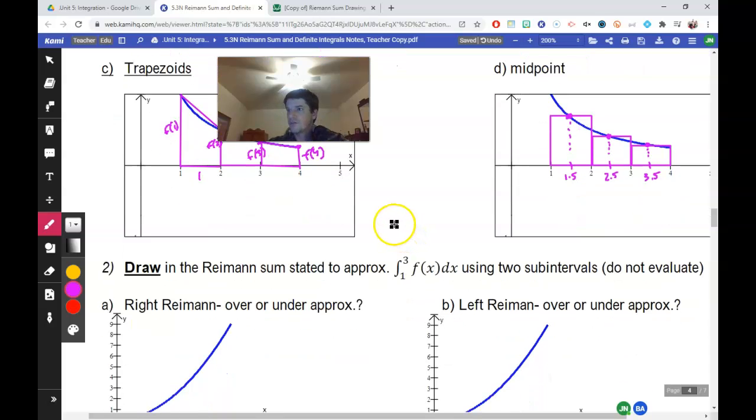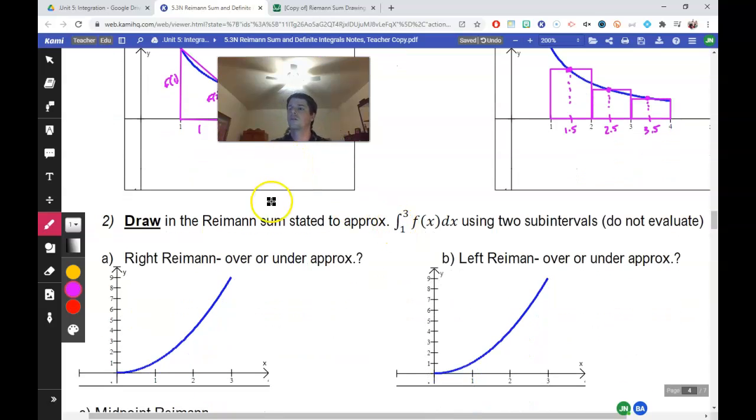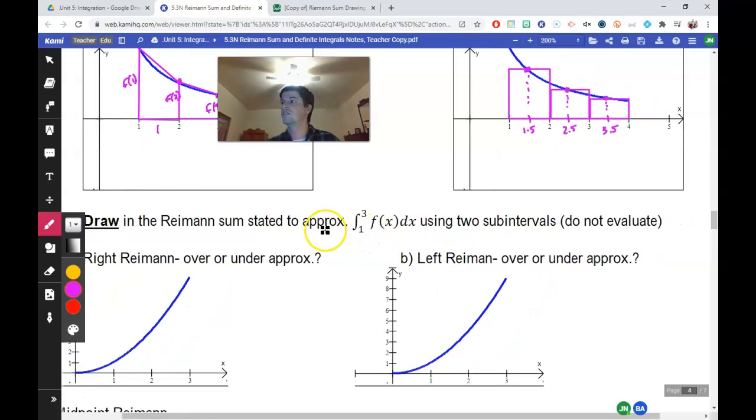Let's do that on a few others here. So here we're going to draw in the Riemann sum stated to approximate from 1 to 3. Notice the lower bound and upper bound goes from 1 to 3 using 2 subintervals.